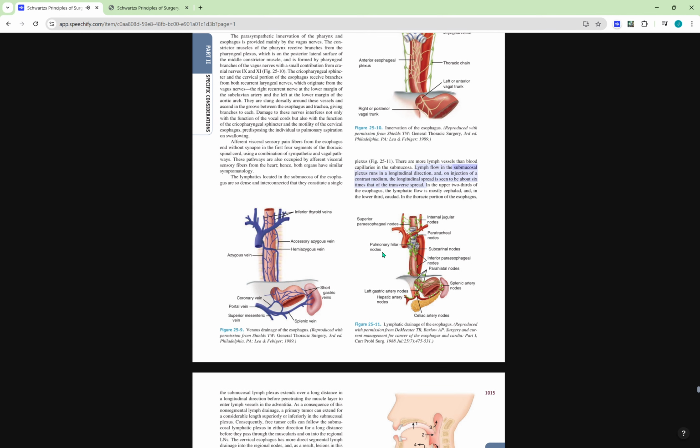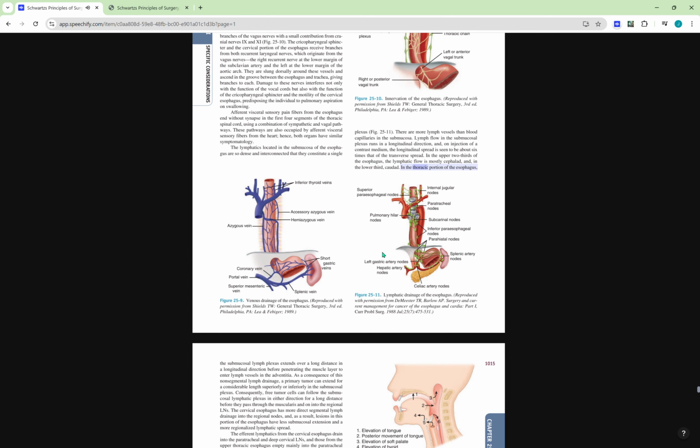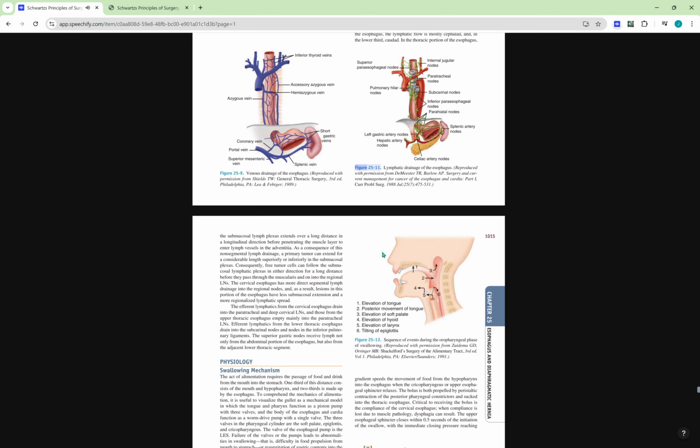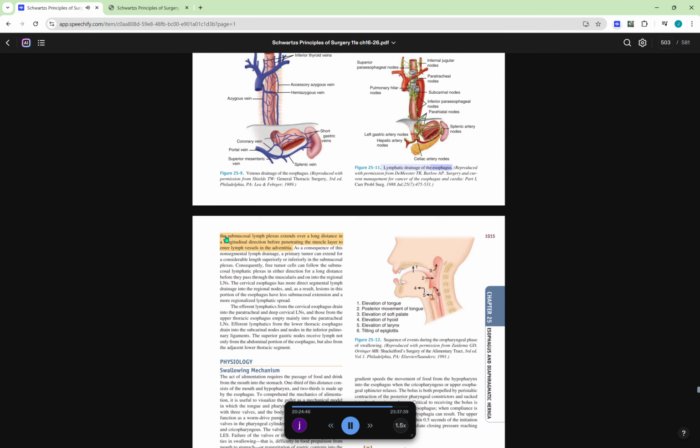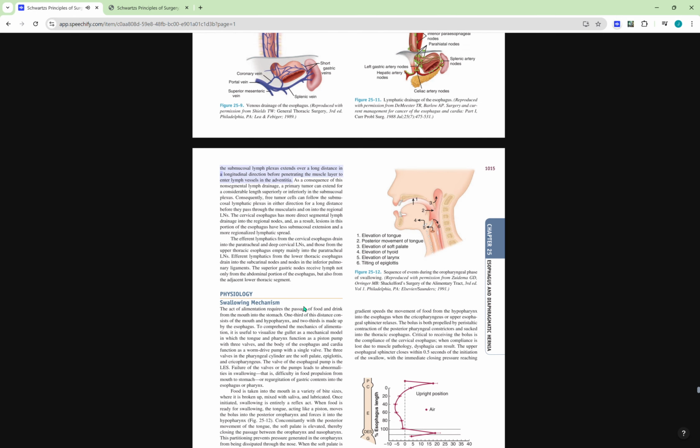Lymph flow in the submucosal plexus runs in a longitudinal direction, and on injection of a contrast medium, the longitudinal spread is seen to be about 6 times that of the transverse spread. In the upper two-thirds of the esophagus, the lymphatic flow is mostly cephalad, and in the lower third, caudad. In the thoracic portion of the esophagus, the submucosal lymph plexus extends over a long distance in a longitudinal direction before penetrating the muscle layer to enter lymph vessels in the adventitia.